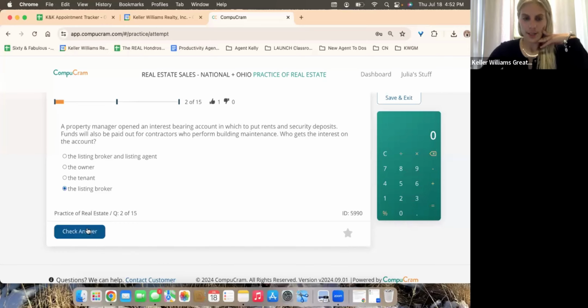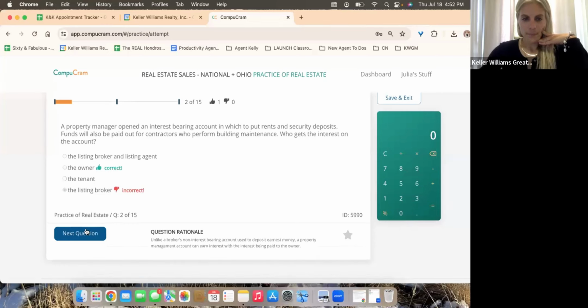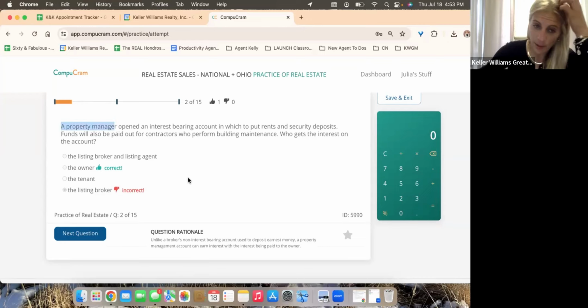All right, we say D, the listing broker. So it would be B, the owner. This one was tricky because normally they're talking about a broker's non-interest bearing account, whereas this one they switched it up and did a property manager. But normally it would be the broker in general. But unlike a broker's non-interest bearing account used to deposit earnest money, a property management account can earn interest, and the interest is paid to the owner.